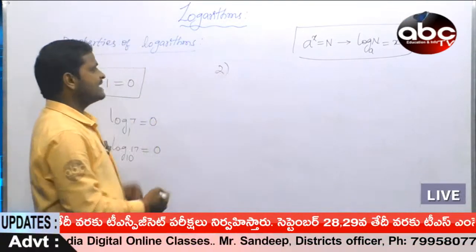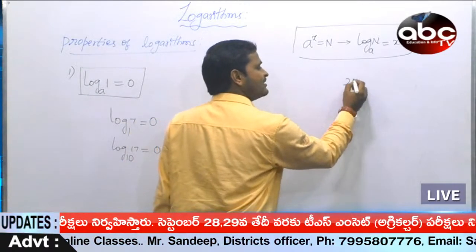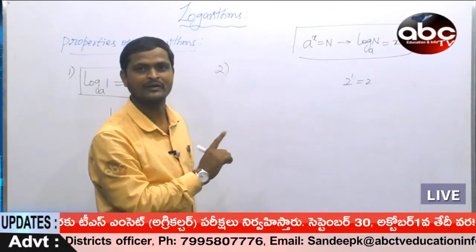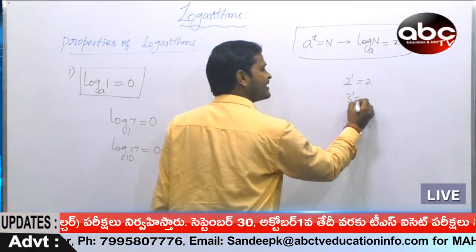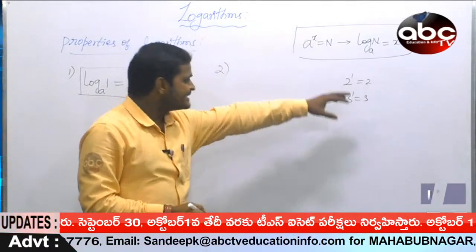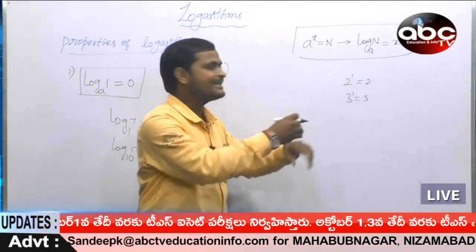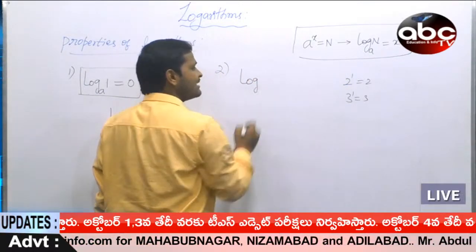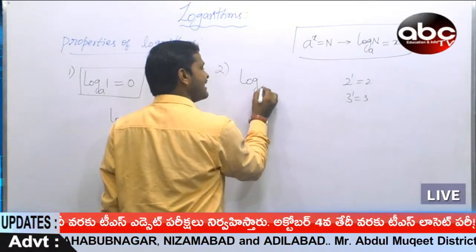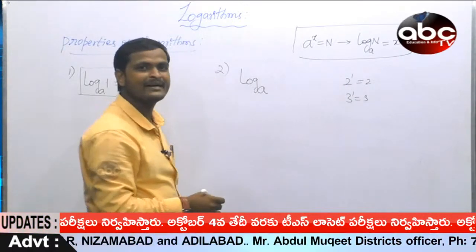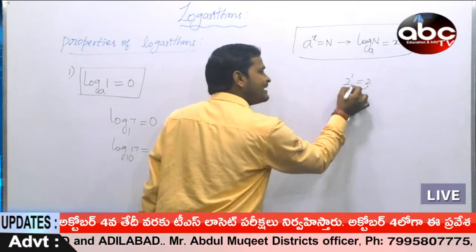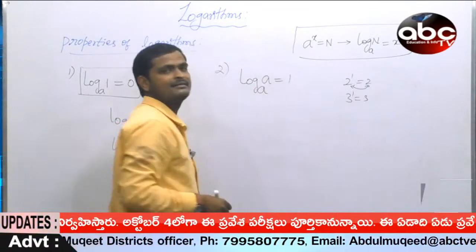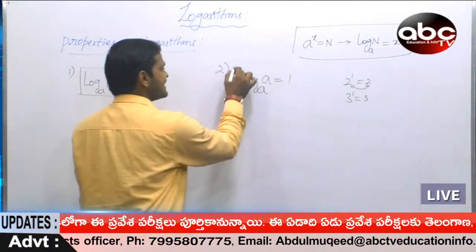The second one is very simple, students. Already, 2 power 1, what is the value of 2 power 1? 2. Or you can take 3 power 1, 3. Then it is an exponential form. Then you can write it in log form. Very simple. Then log of what is the base here? A, a real number. To the base a, and the number a is the same here. Then it is equal to 1. Okay, this is the second property.